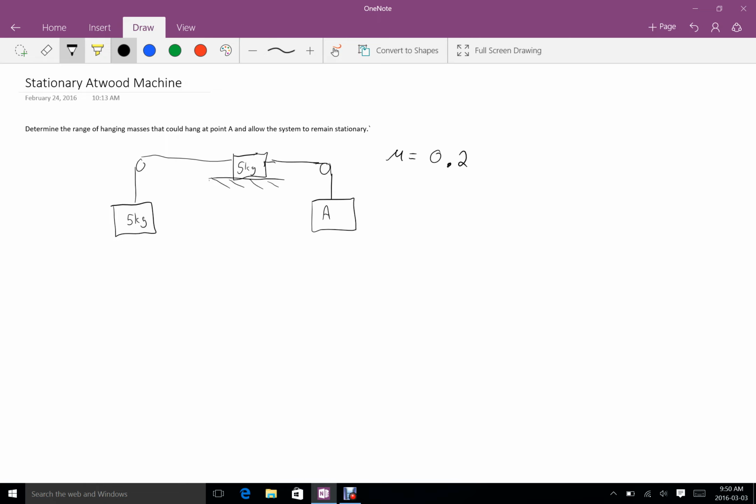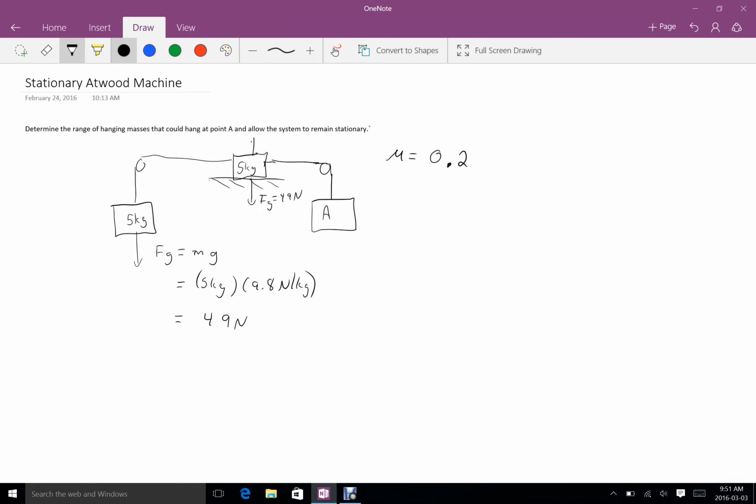What I'm going to do then is I'm just going to come up with what the different forces are on the different objects. This 5 kilogram object has a force of gravity that's equal to mass times g, which is equal to 5 kilograms times 9.8 newtons per kilogram. And I'm not really going to pay attention to signs right now because I'm going to have to interpret directions in this problem. This 5 kilogram object has the same mass, so it's going to have the same force of gravity.